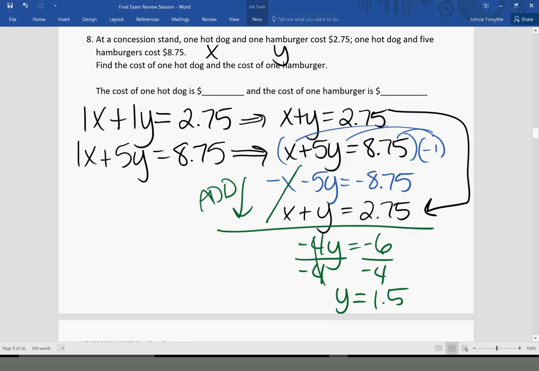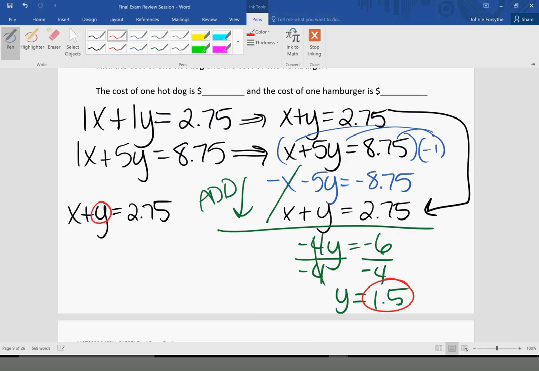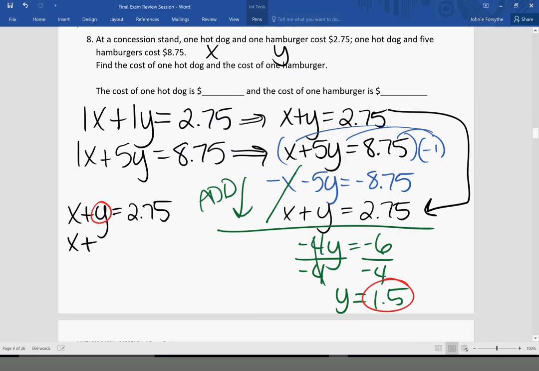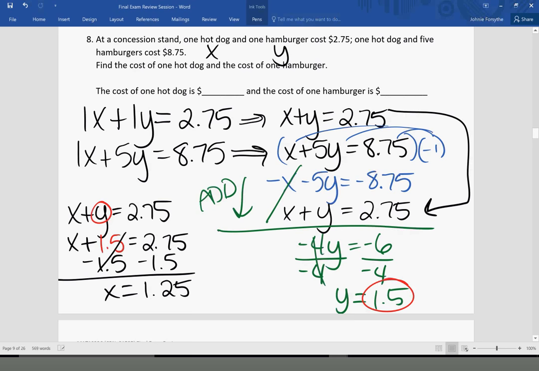Now to get x, we have to take one of our equations. I am just going to choose the first one. X plus y equals 275. I'm going to take what I solved for y and plug it into one of my equations. So I have x plus 1.5 equals 275. And to solve for x, I will subtract 1.5 from both sides. So x equals 2.75 minus 1.5 is 1.25.